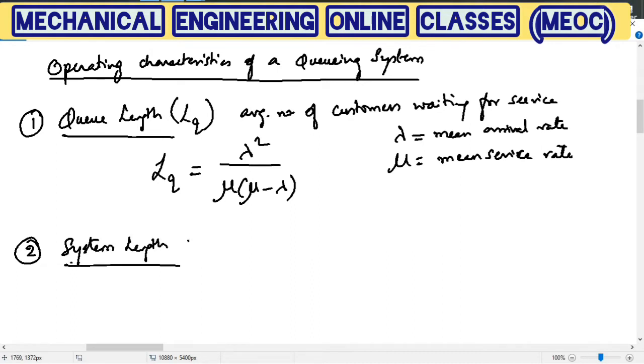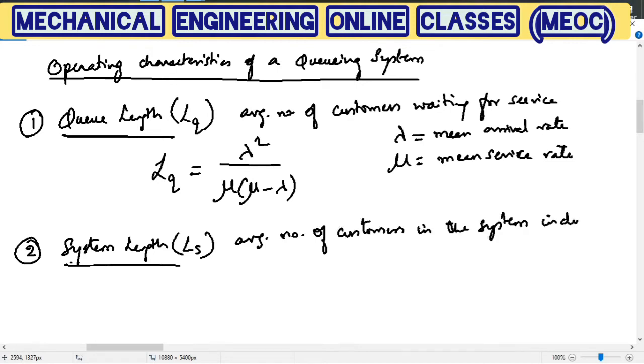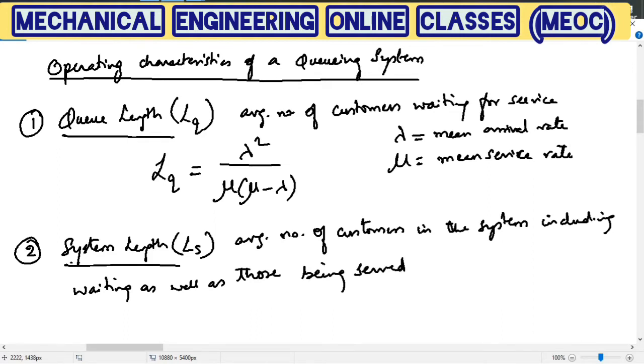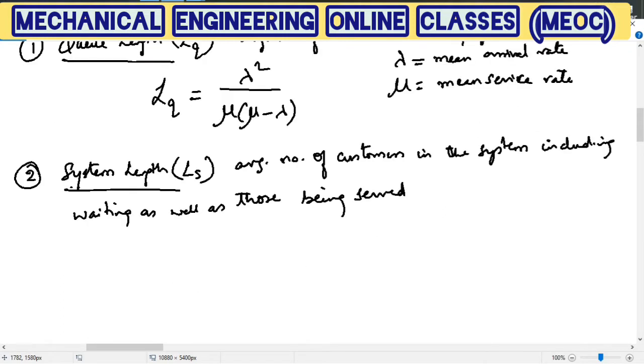The second one is the length of the system, or simply system length, denoted as LS. This indicates the average number of customers in the system, that includes all the waiting customers as well as those who are already taking service. Those being served plus the waiting customers is the system length. LS can be found as lambda by (mu minus lambda).